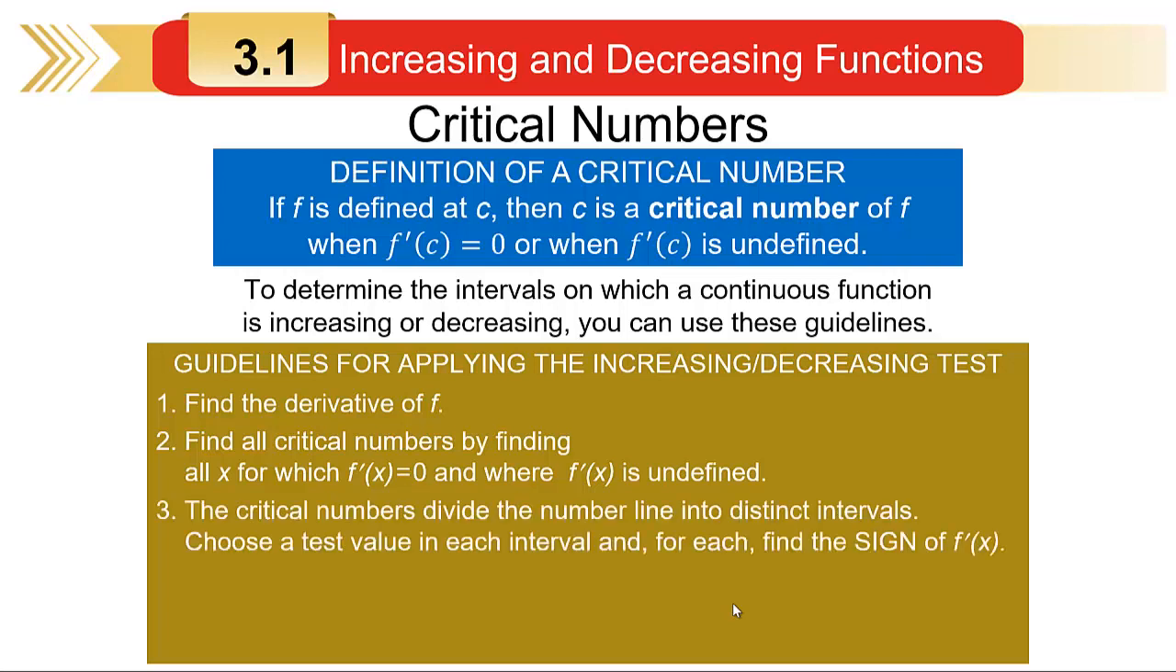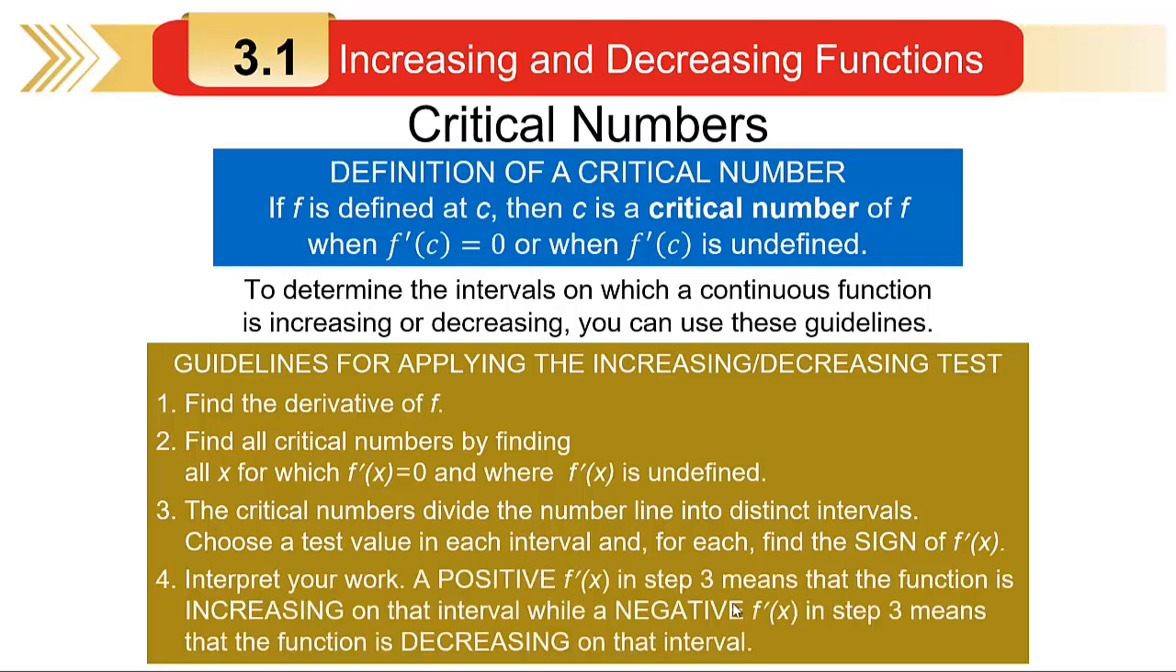Once you find your critical numbers, you'll notice that the critical numbers divide the number line into distinct intervals. So if you think about putting those critical numbers, labeling them on a number line from left to right, you will see that you've divided the number line up into distinct intervals. And what you want to do is choose a test value in each interval, and for each of those test values, you want to find the sign, whether it's positive or negative, of the derivative. Because when the sign is positive, you know the function is increasing on that interval. If the sign is negative, you know the function is decreasing on that interval.